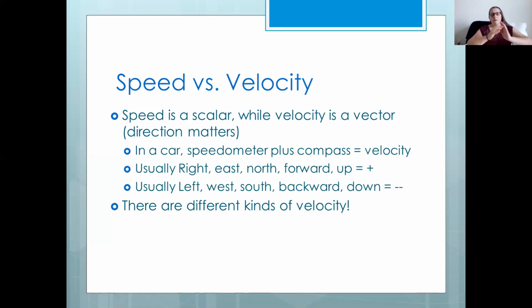Right? Because that tells you how fast you're going and what direction you're going. So both of those things together are a vector. Velocity is a vector. Speed is a scalar.